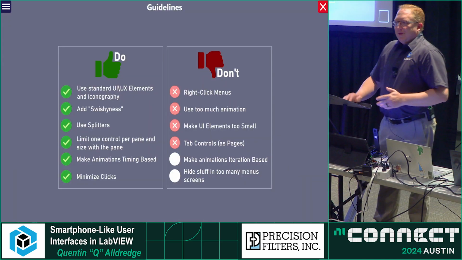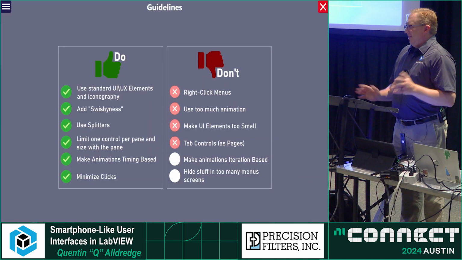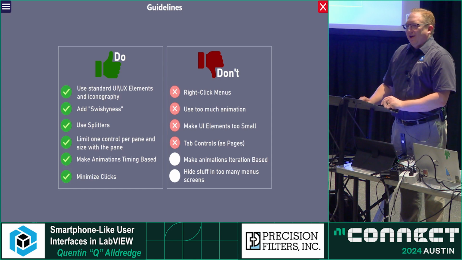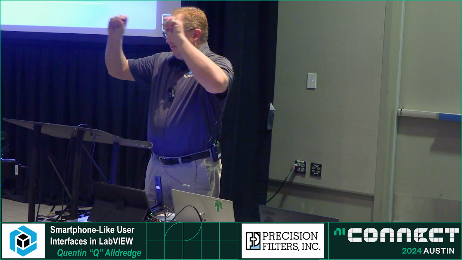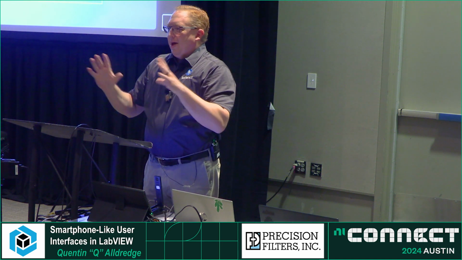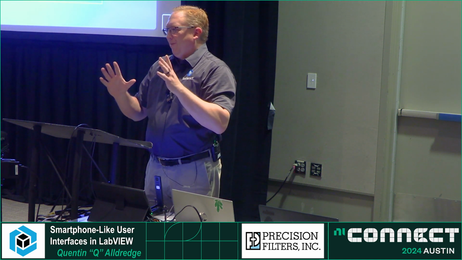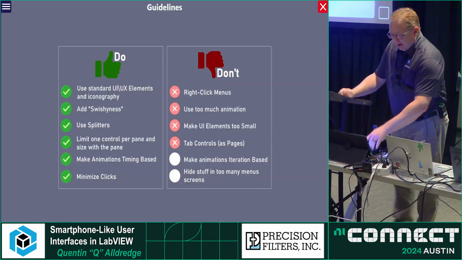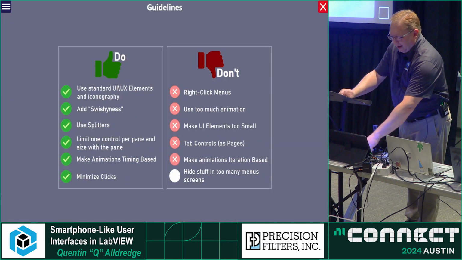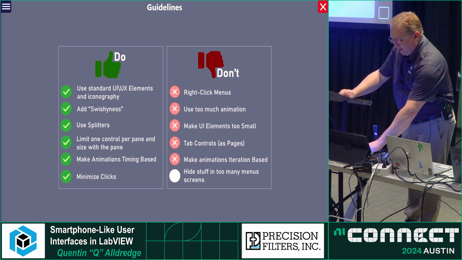Tab controls. Tab controls don't resize very easily. They don't make resizable UIs. So if you're going to use tab controls, just use them as the tabs themselves and then use a sub-panel to actually change the page so that you can make your UI resize. Again, make animations timing based, not iteration based.